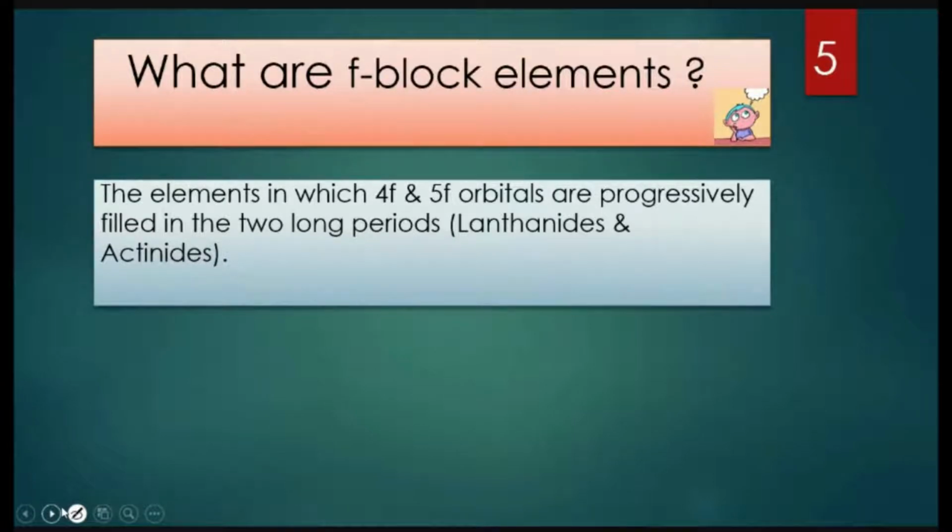In the lanthanide series of elements, the 4f orbital is progressively filled. Here you know that any f orbital can accommodate a maximum of 14 electrons. So in the lanthanide series the 4f orbital is progressively filled, and in the case of the actinide series, 5f orbitals are progressively filled.